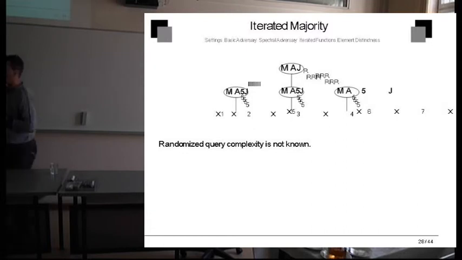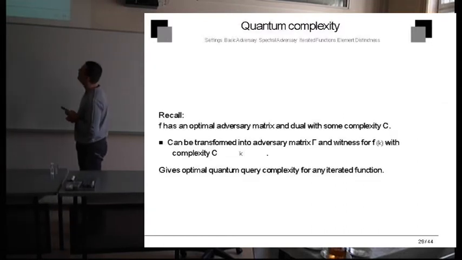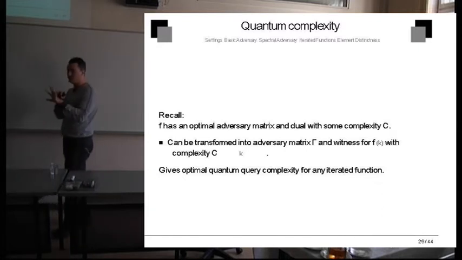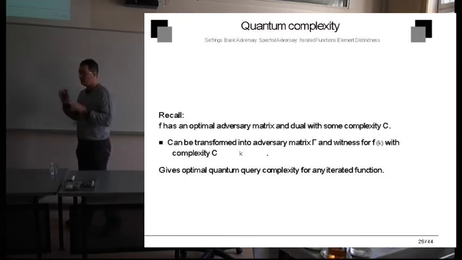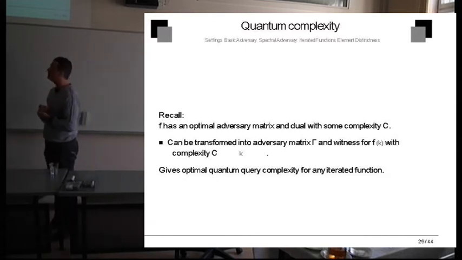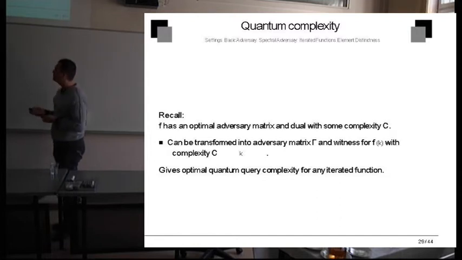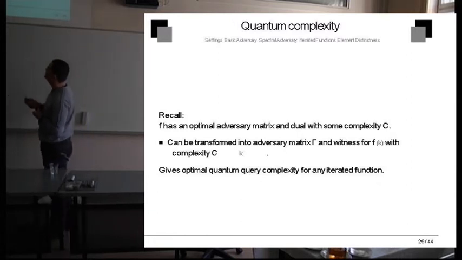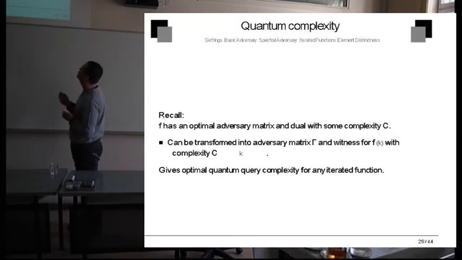But quantumly, we are suddenly in a wonderland, because for each function f, we can calculate its optimal adversary matrix gamma, and we have this dual, and they have some complexity c. Then these matrices can be composed, somewhat similar to what Helger did in his presentation with span programs. So these matrices can be composed into this circuit, that is the k-th iteration of the function f, with complexity c to the power of k. And so this gives optimal quantum query complexity for any iterated function.